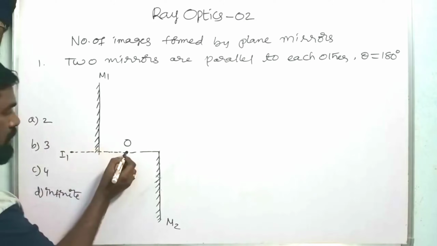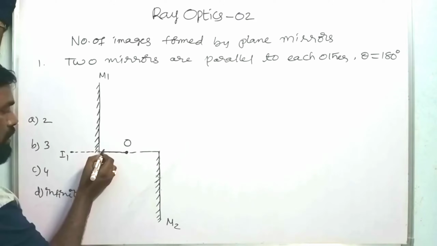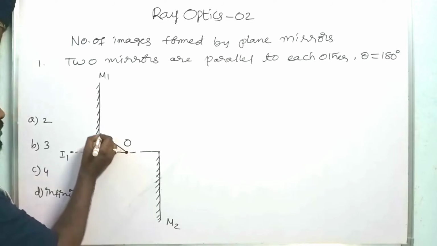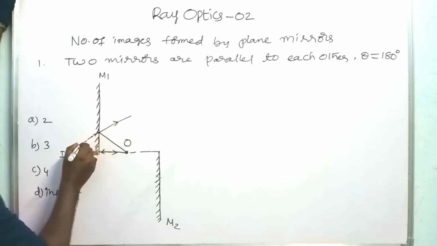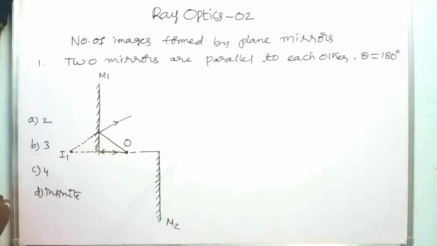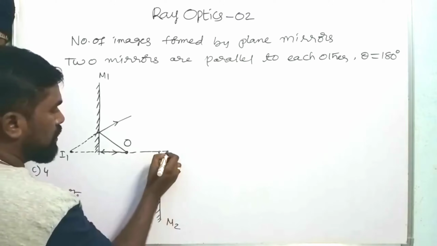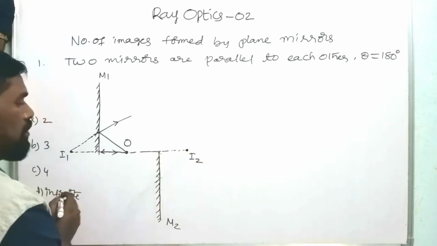So the ray diagram: this is the ray of incidence and it will be reflected. The other ray is incident here and it is reflected. This is the direction of the reflected ray, and here there is an image formed. Similarly, at how much distance from the M2 mirror, that much of distance there should be an image formed. That is image 2.